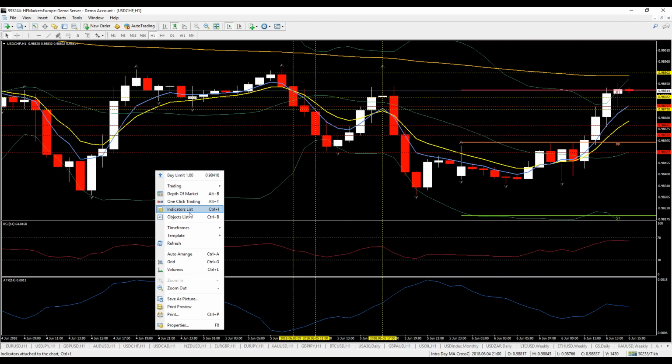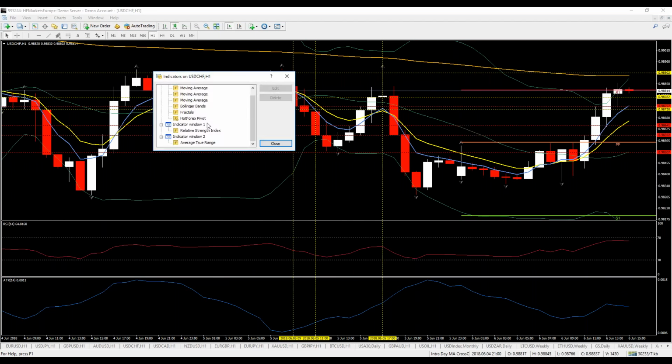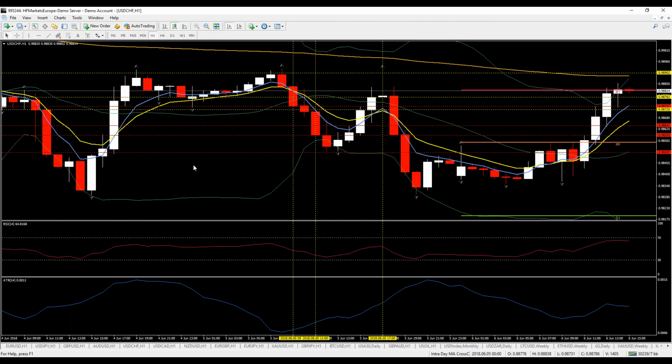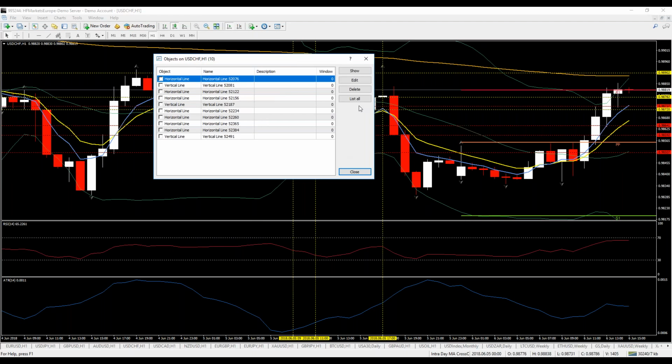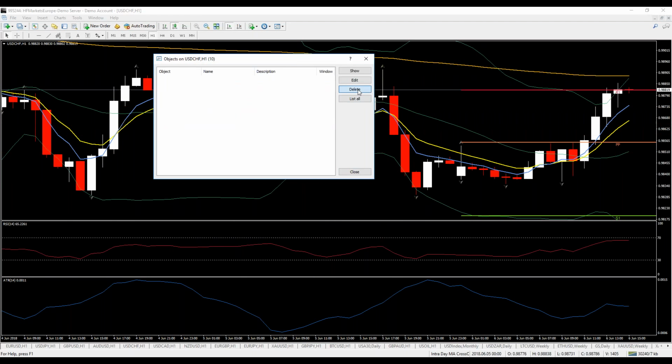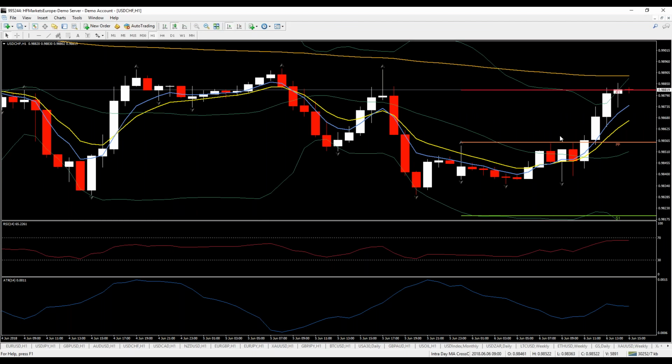What are we doing? I want the indicator list. No, I don't want the indicator list. I want the object list. Dear me. Right, let's clean all these lines off, so delete. Somebody said let's do another chart. Right, so let's bring this bang up to date.